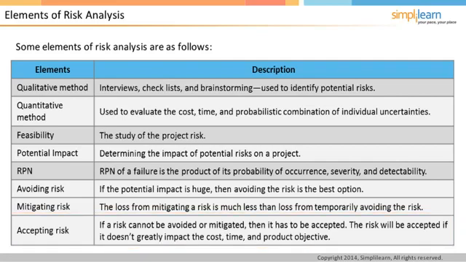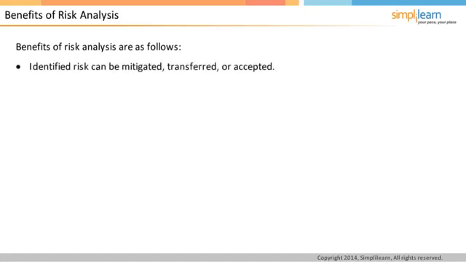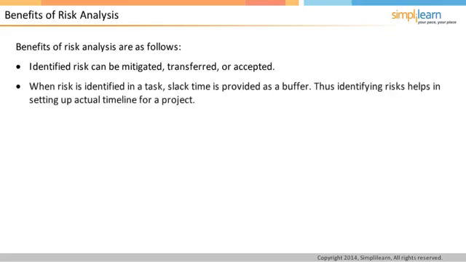Benefits of risk analysis are as follows. Once the risk has been identified, it can be either mitigated, transferred, or accepted. When risk is identified in a task, slack time is provided as a buffer. Identifying risks also helps in setting up an actual timeline for a project. Slack time for an activity in a project could be the result of a risk identified proactively.